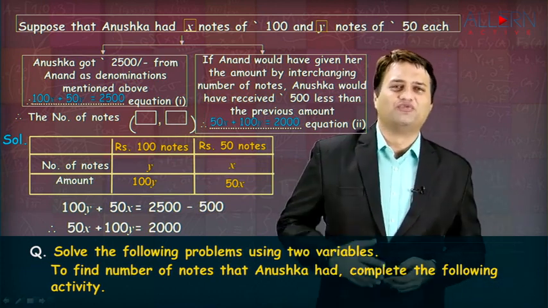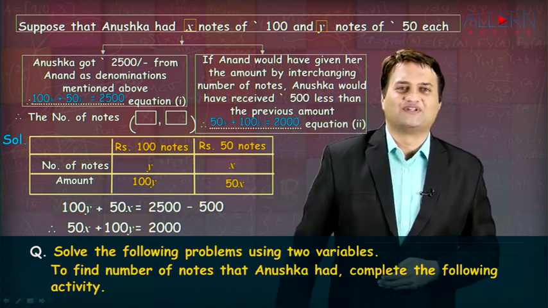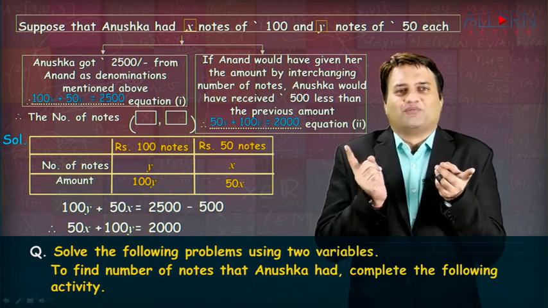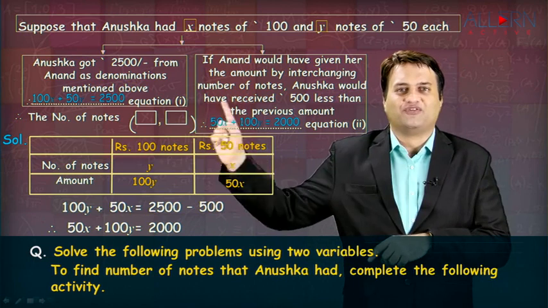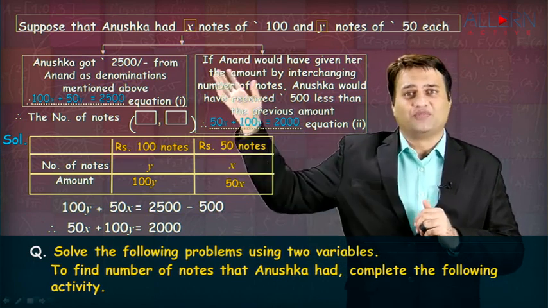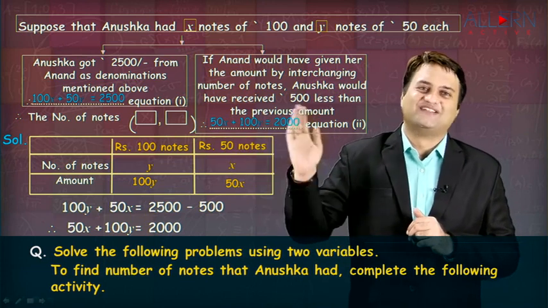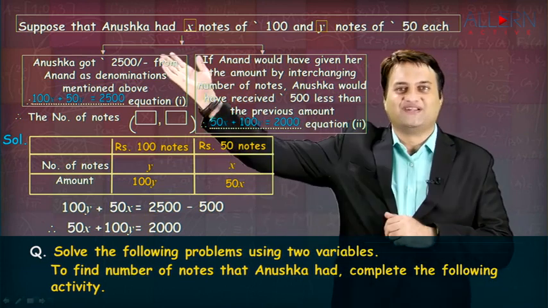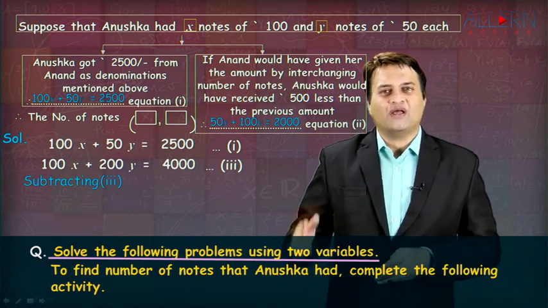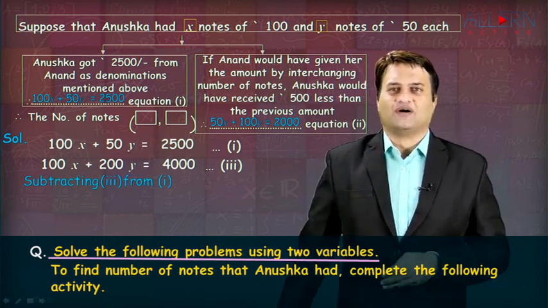So we are getting two very simple equations. The first equation is 100x plus 50y is equal to 2500. Now the number of notes are getting interchanged. So it is 50x plus 100y, and Anushka has 500 rupees less than the previous amount. So 50x plus 100y is equal to 2000. Initially she had 2500, now she has 2000. Simple equation. Now let's solve the two equations.